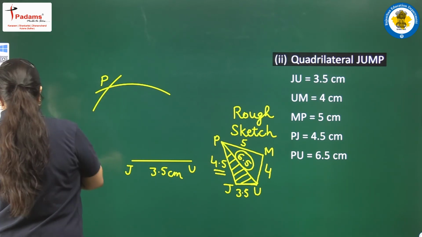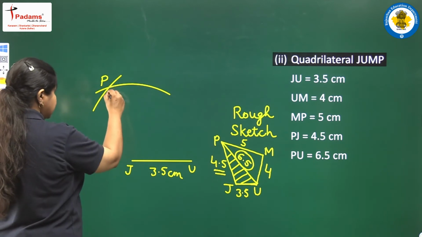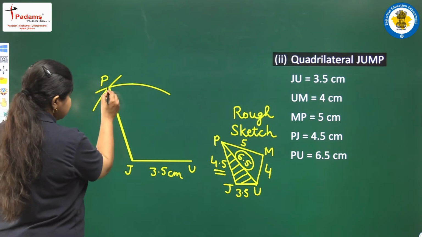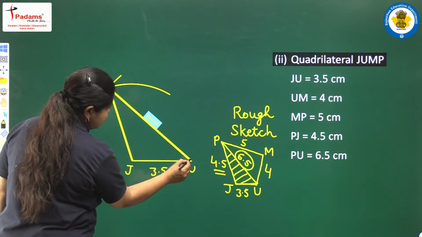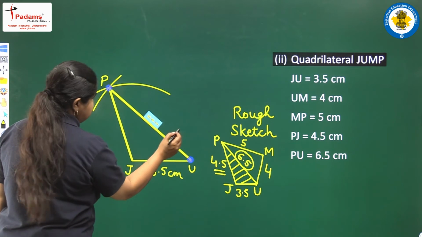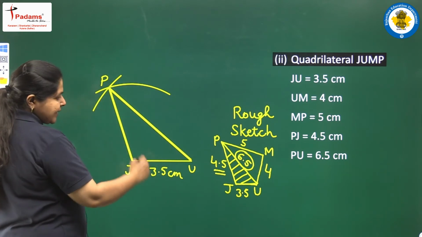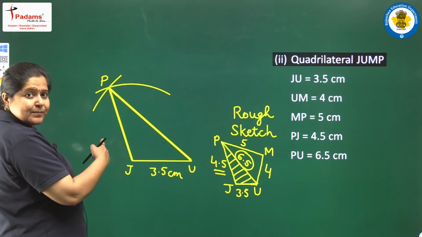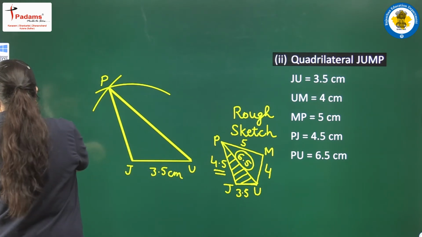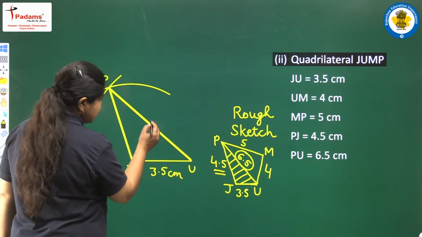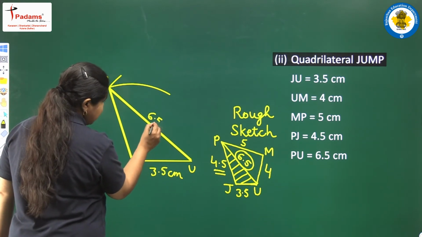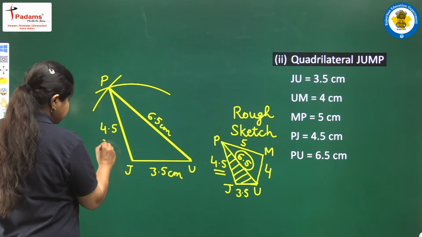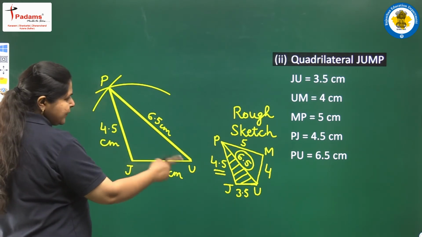Now we simply need to join this P to J, join these 2 points, and then join this P to U. We get this triangle PJU, the shaded part in this rough sketch. You must be easily seeing this. What next we need to do is, let us write the measurements. This is 6.5 centimeters long, and this is 4.5 centimeters long. You can easily relate the two figures.